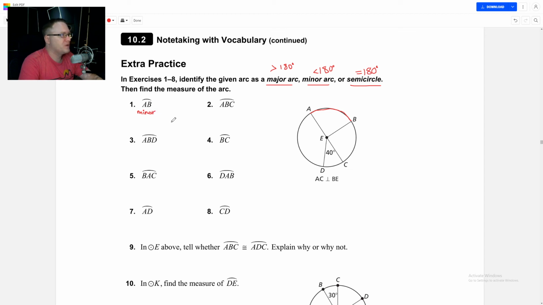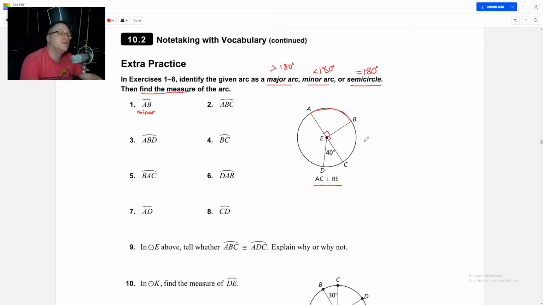Minor arc. All right. Now, we also need to find the measure of the arc. Now, how do we do that? Well, that would be very difficult if they didn't tell us this. AC is perpendicular to BE. Well, this is AC, this line, and this is BE, they are perpendicular. That means they make 90-degree angles. All right, this is a 90-degree angle. This is a 90-degree angle.